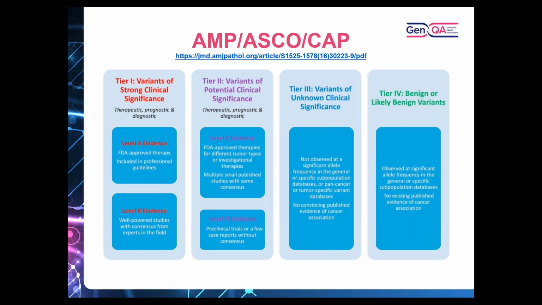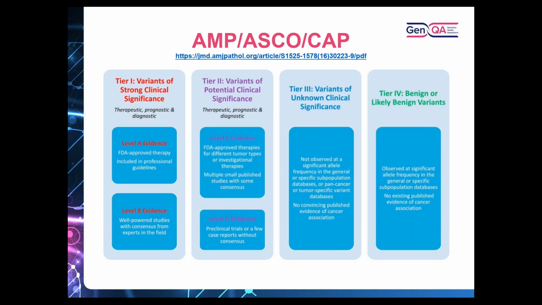Tier 2 variants are those of potential clinical significance, and they can then be further categorized by level C and D evidence. Level C evidence are those biomarkers that predict response or resistance to approved therapies for a different tumor type, or biomarkers that serve as inclusion criteria for clinical trials. This may come from multiple small studies with supporting outcome data and functional studies, or approved therapy for a different tumor type, tending to be phase 2 or 3 clinical trials with some consensus in the literature.